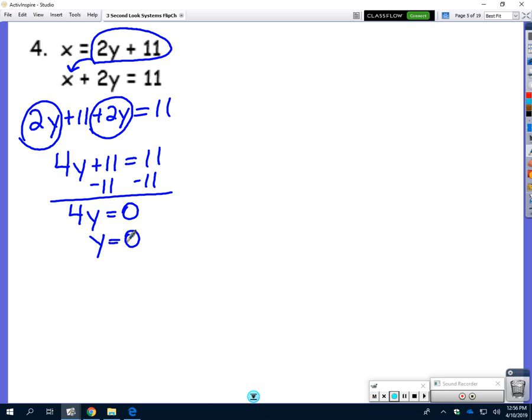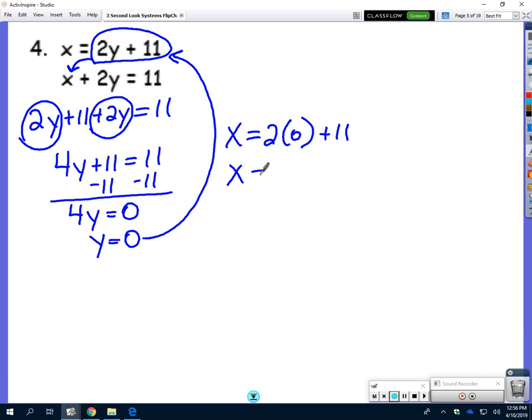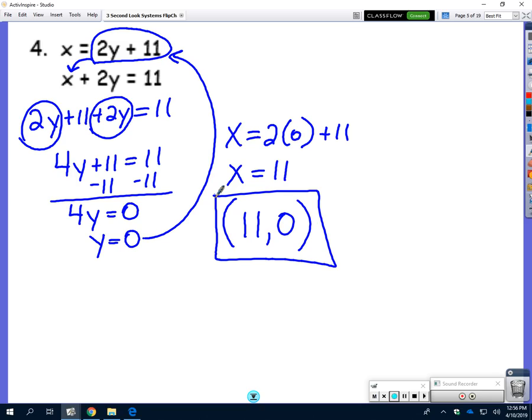Y equals 0 does not mean that you don't have an answer. Y is 0. Put it up into the second equation and solve for x. So x equals 11. You have one solution. It's 0, 11. No, I'm sorry, backwards. 11, 0. Sorry. 11, 0.